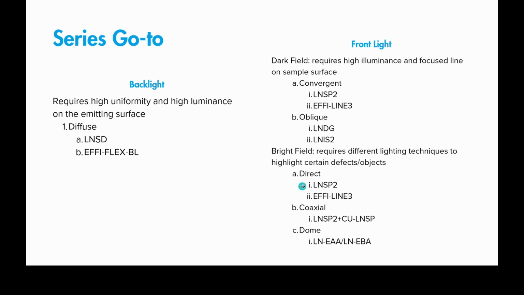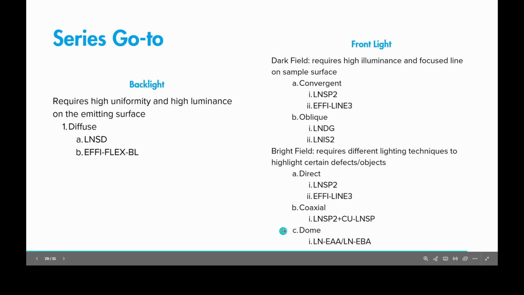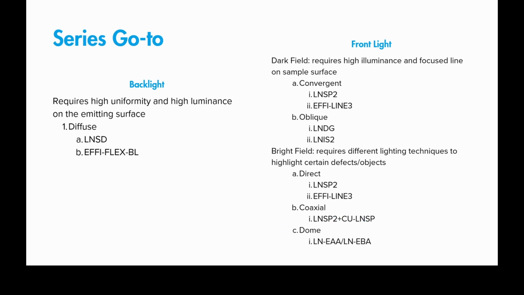We still recommend the LNSP2 and the FE Line 3. If you need a coaxial unit, our go-to is LNSP2 plus the coaxial attachment. And then if you need a dome light, if your sample is longer than 300 millimeters, then we recommend the LNEAA or the LNEBA. And most line scan applications are. So that's kind of going to be our go-to in this scenario since it's what most of the applications will require.